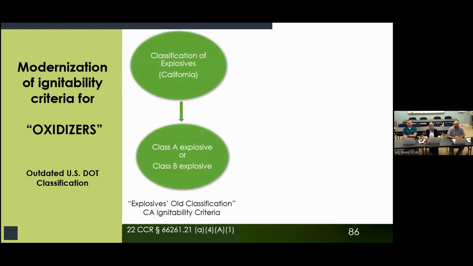Later, US DOT revised its classification system for explosives, which was based on the United Nations recommendations on the transport of dangerous goods, as a part of a final rule. However, California still has this old classification system. Let's see what the existing US DOT classification system is, which is already adopted by US EPA. Next one, please.